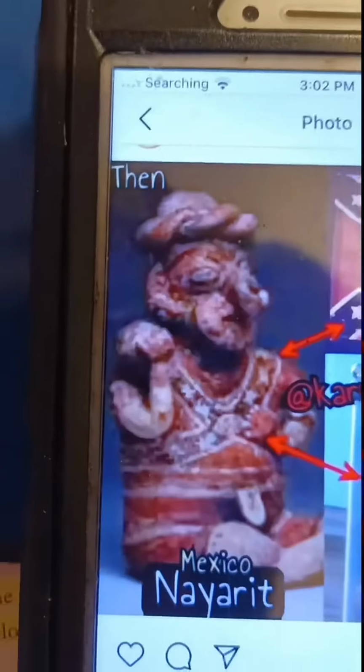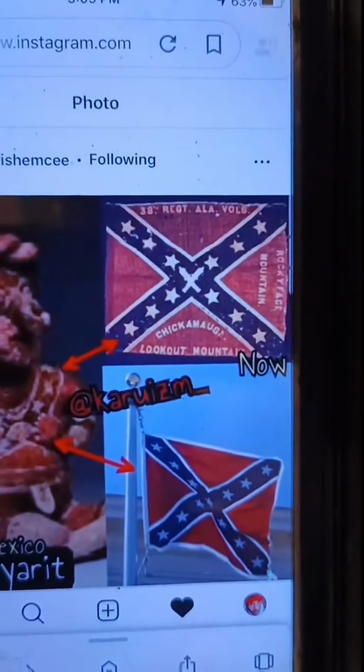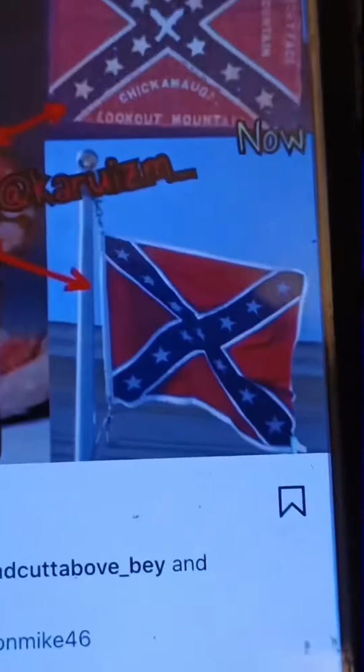Time out. Let's jump in the time machine. This is an ancient sculpture in Mexico called Nayarit. Now look at this symbol on the chest. The top right is the original Confederate flag. Can you see that? And this is the modern Confederate flag. It's nothing new under the sun.